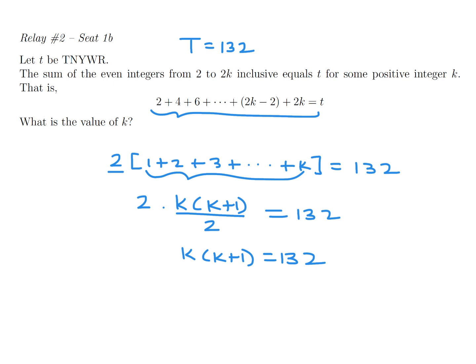And I think I can do this in my head. Two consecutive numbers that multiply to give 132. I think it's 11 and 12. So I think 11 times 12 is 132. So that means the k is equal to 11.